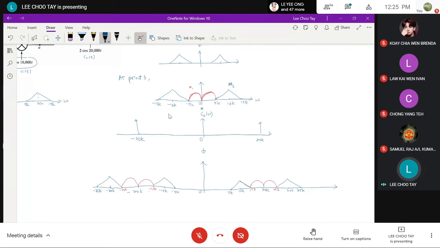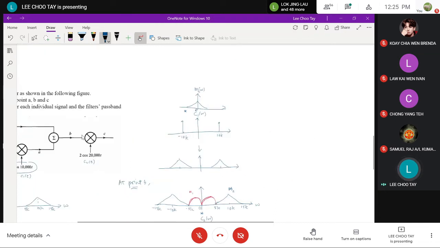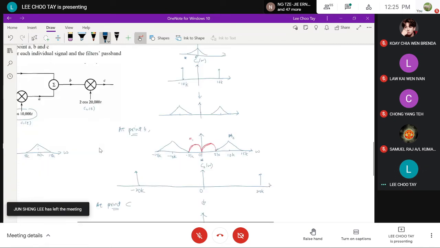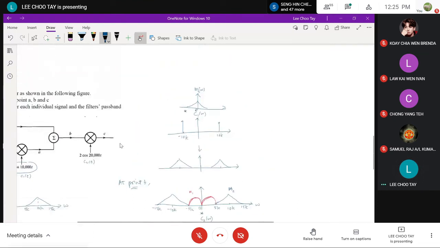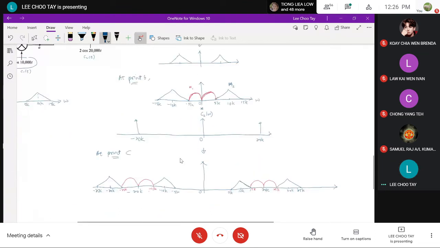Okay, so this is at point C. Where is point C? Point C is here, after I multiply. And this one, no name. So that will be the spectrum and points here. Again, this is omega.